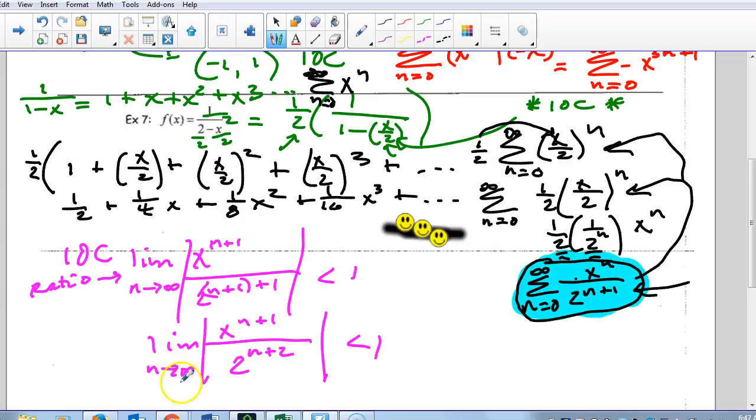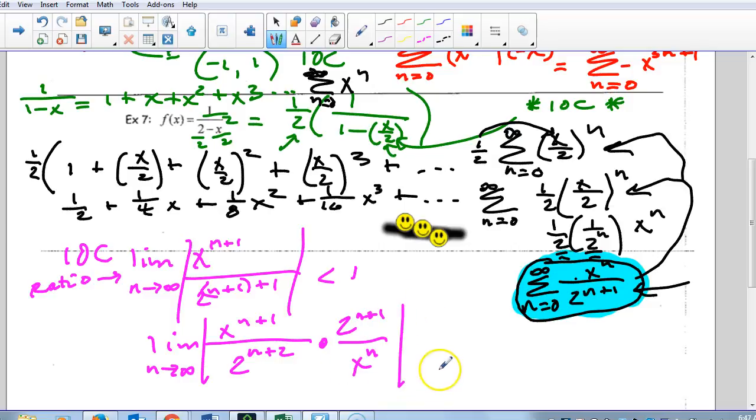Let's see. X to the n plus 1. I'm just making sure I didn't do something silly. I did n plus 1, n plus 1. What I didn't do was use the original. So remember, we're comparing this to the original. I should have made a complex fraction, but I'm not really interested in a complex fraction. Instead, I'm going to flip 2 to the n plus 1 over x to the n.